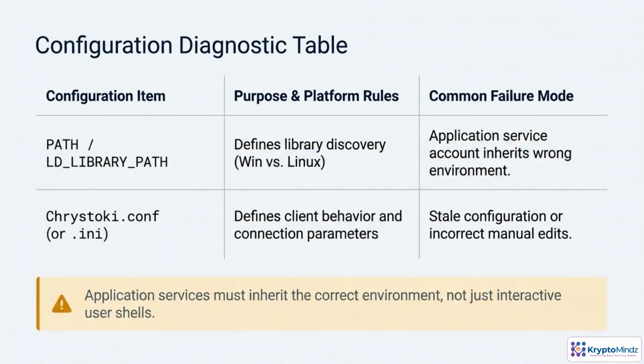Configuration is where most client issues hide, and two areas matter most. First, environment variables like PATH on Windows or LD_LIBRARY_PATH on Linux tell the OS where to find Luna libraries. If a service account has a different path than your login shell, the client may suddenly not find the library. Second, the Chrystoki configuration file defines slots, servers, and connection parameters. Old copies, typos, or manual edits that drift from reality are a very common cause of failures.